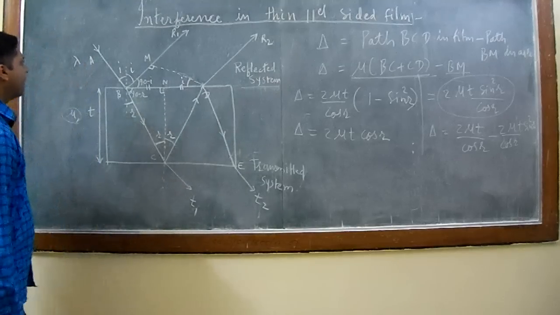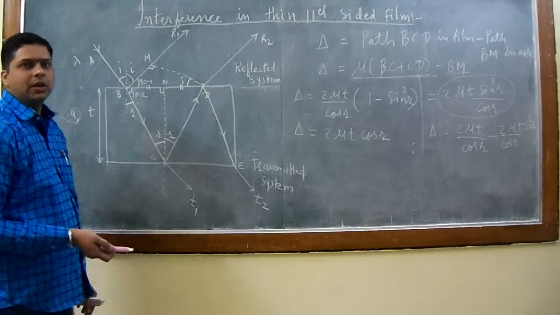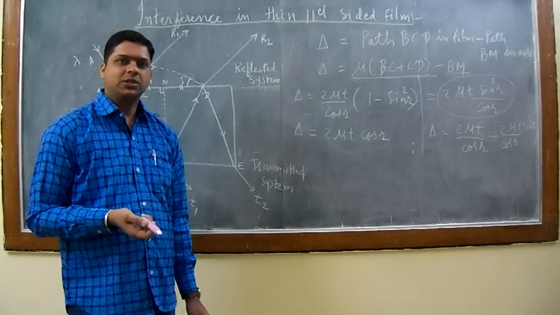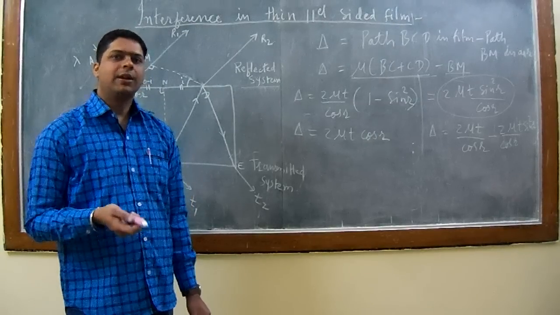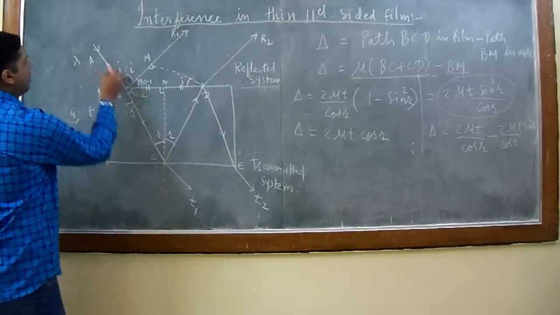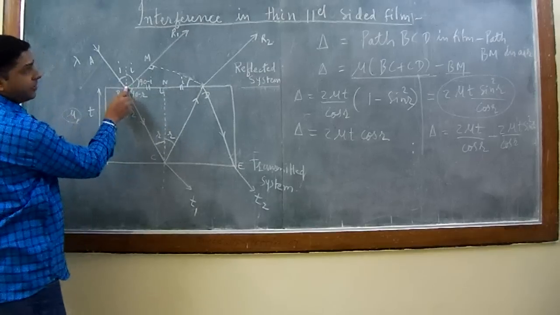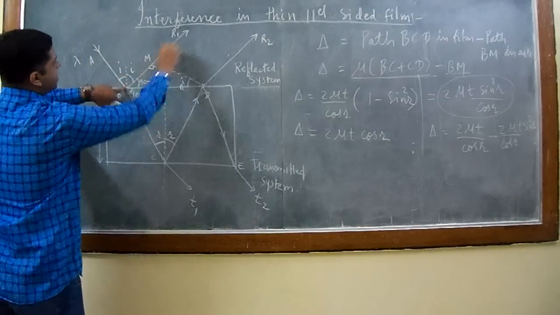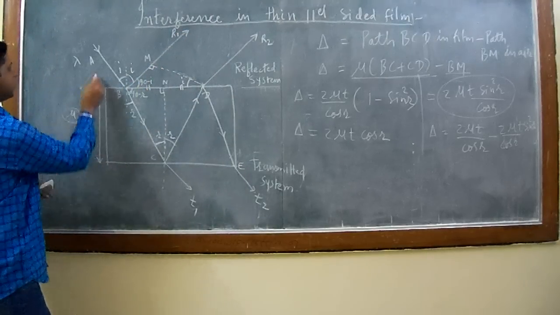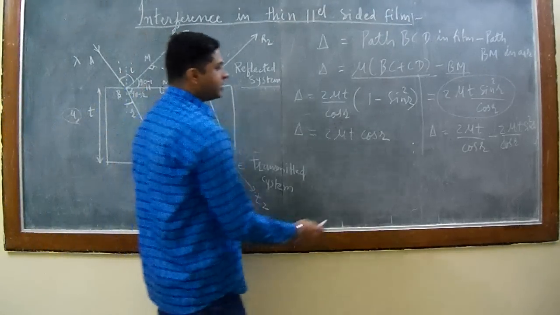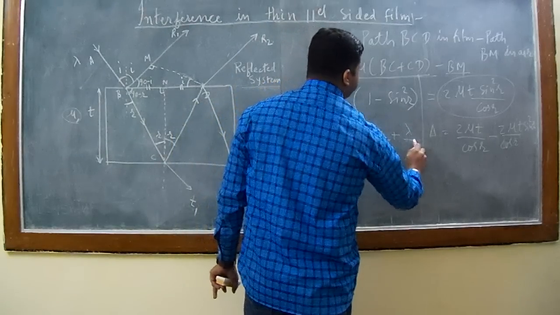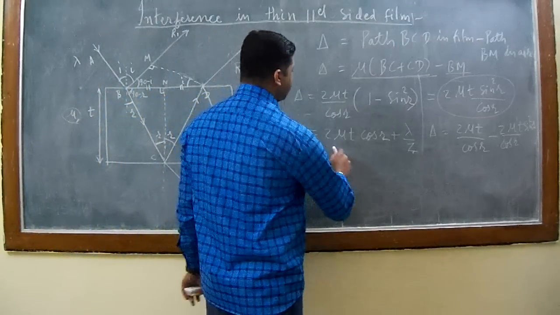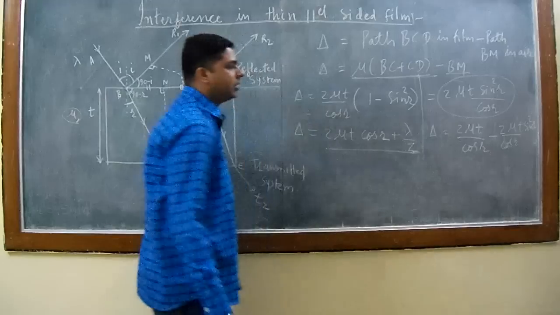But we know that whenever light is reflected at the surface of a denser medium, there is a phase change of pi, and a phase change of pi always corresponds to a path change of lambda by 2. And hence, as the ray BR1 is reflected from the surface of a denser medium, because this ray is incident from air, and this reflection takes place at the surface of the denser medium because this film is denser as compared to that of air, there will be an additional path difference of lambda by 2. So the effective path difference or total path difference in case of a thin parallel sided film for reflected system is 2 mu t cos r plus lambda by 2.